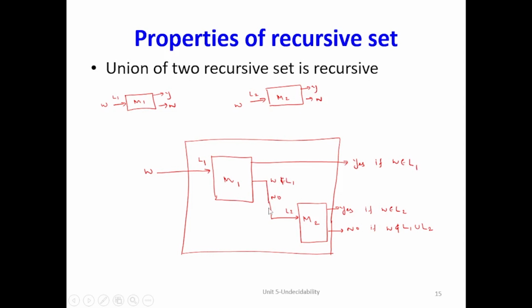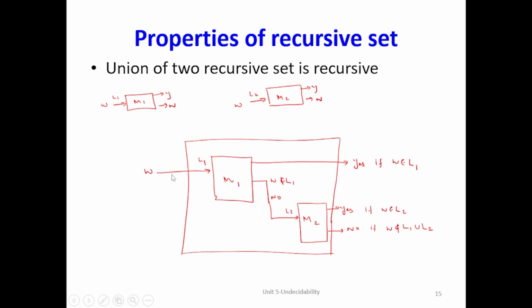Then the same W should be given to the machine M2. If the machine M2 accepts that string, it will produce yes. Otherwise, it will produce no. So if you check the final output of M2, if the output for W is no at machine M2, the same W is not accepted by M1 also. So this is the notation.